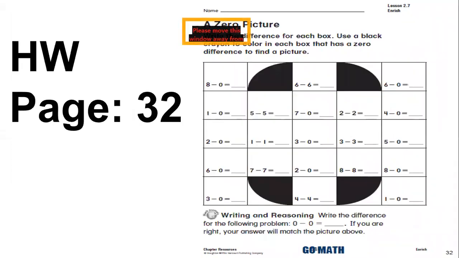Open page 32. Again, this page is going to be the homework page. So right here on the top, SW 4, 11, 2020. You're going to solve this and then you're going to color it. And then you see what is hidden in this picture.